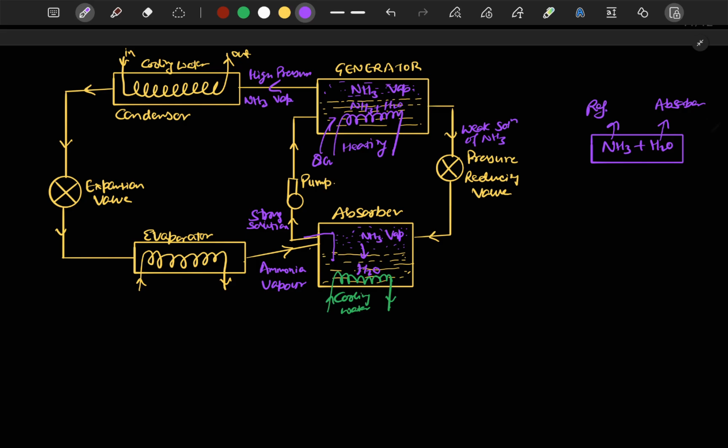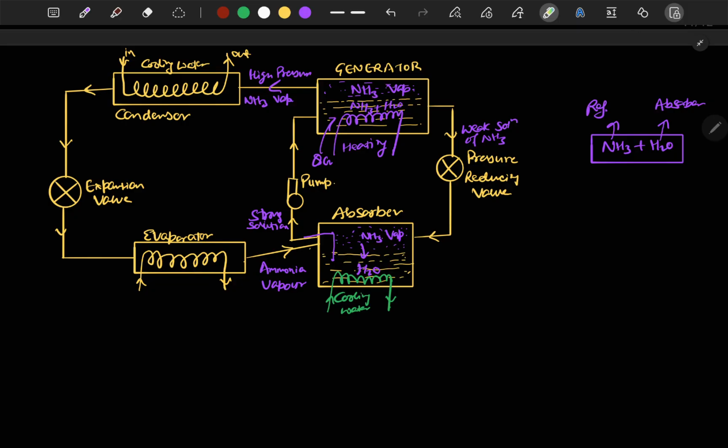So there are two cycles here. One cycle is between the analyzer, pump, generator, and pressure reducing valve, back to the absorber. The second cycle is this whole cycle. I hope you understood till here.